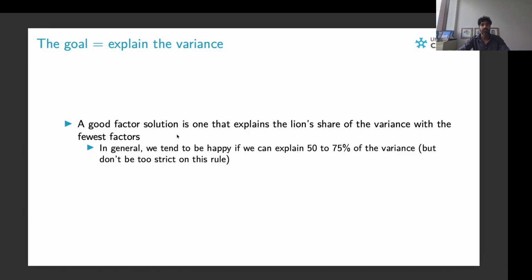So a good factor solution is one that explains the lion's share of variance with the fewest factors. And a good regression model is one that accounts for the variance in the data, right? I've seen many papers that look at the relationship between variables, and then they report a statistically significant effect, and they say this is the effect that we see, and this is the effect size, if you're lucky to see that in a paper.